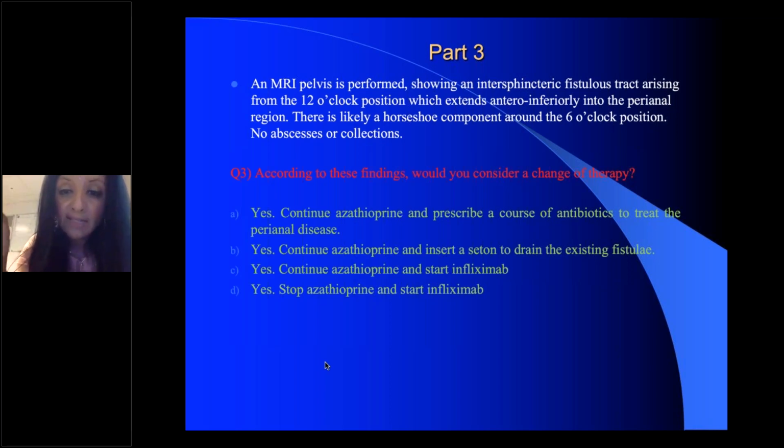So now that you know this, how would you change your therapy? Would you change it, in fact? Would you continue azathioprine and prescribe a course of antibiotics to treat the perianal disease? Would you continue azathioprine and insert a seton to drain the fistula? Would you continue azathioprine and start infliximab? Or would you actually stop azathioprine and start infliximab? So this is Harry, who has progressed on to needing an immunosuppressant in view of his severe disease before. But how would you now, with the azathioprine, change your treatment, given the MRI pelvis finding? A, B, C, or D?